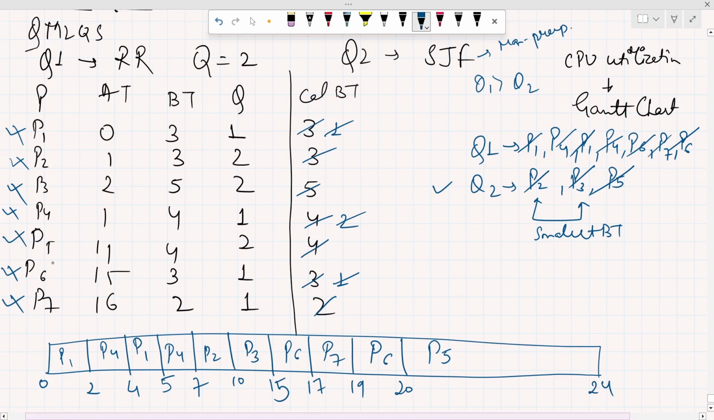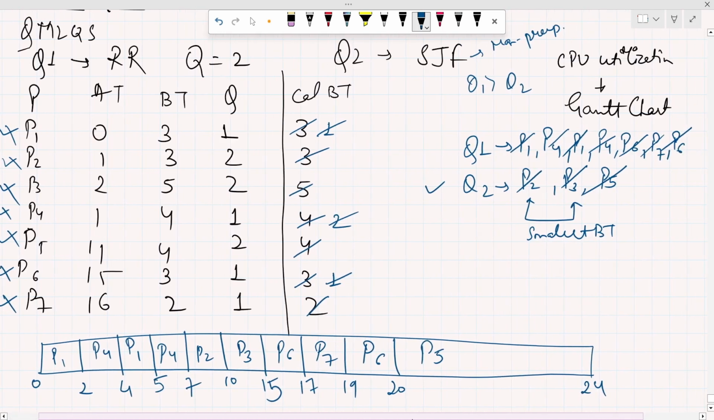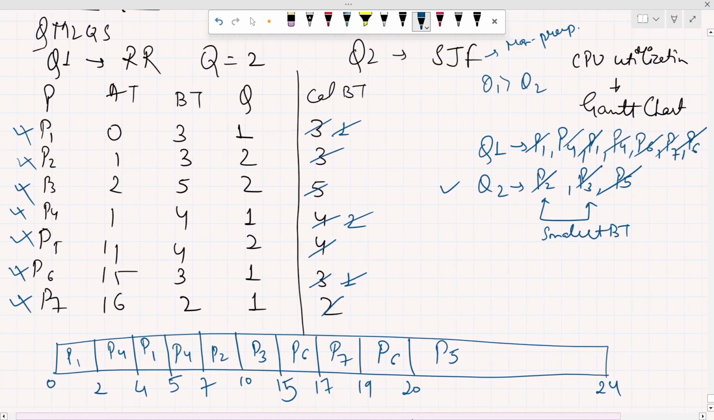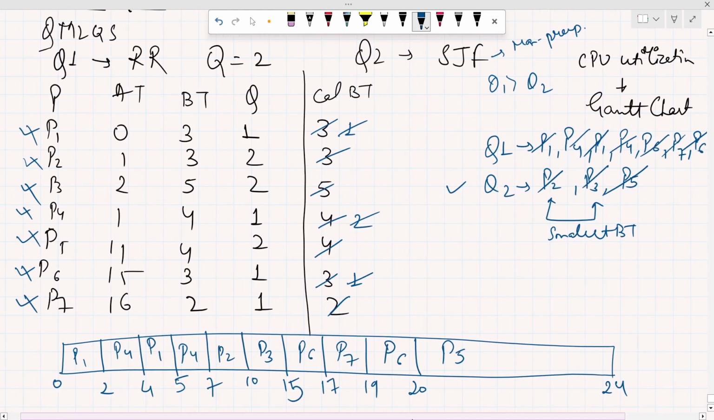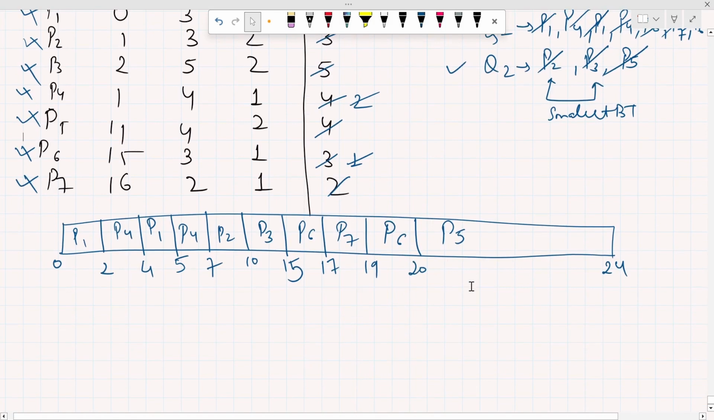So in this way, multi-level queue scheduling algorithm questions are solved. You have to remember which scheduling algorithm you follow, and you have to follow that particular way to solve the question. Okay, and we make a Gantt chart. Now the main thing we have to find in this question is the CPU utilization.